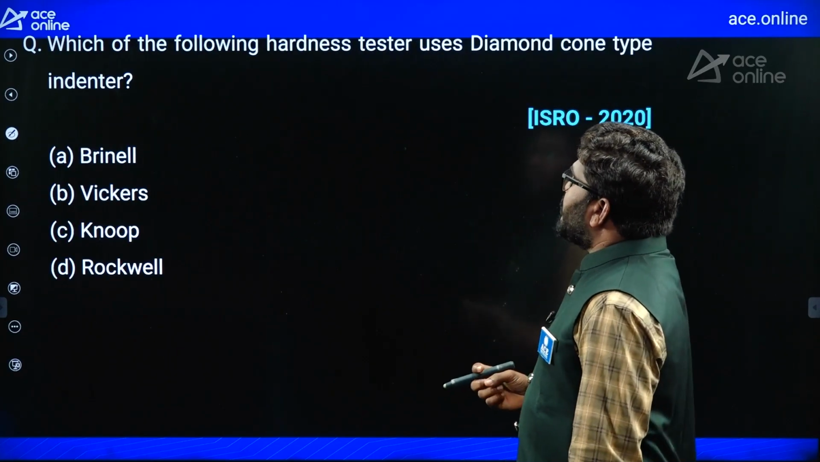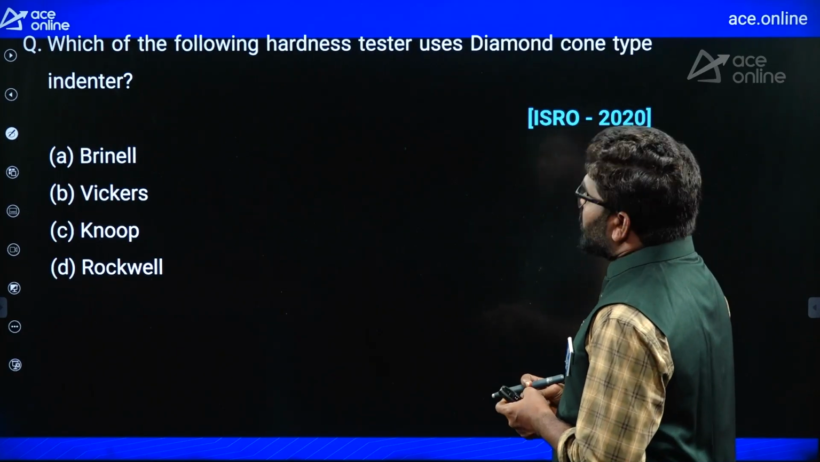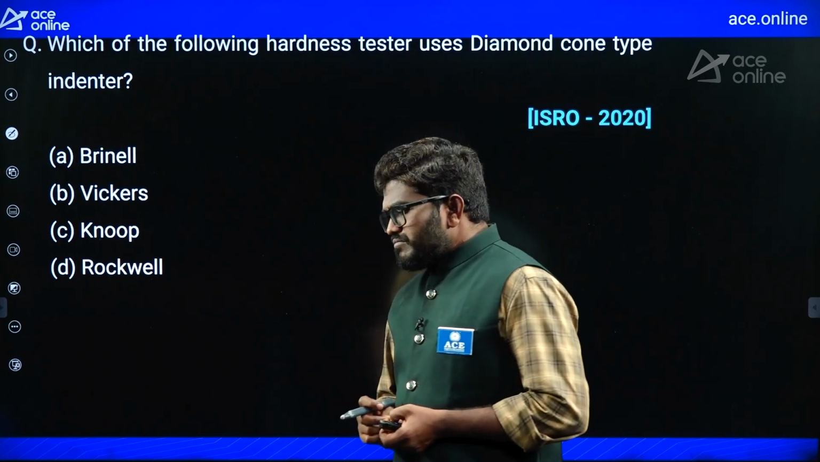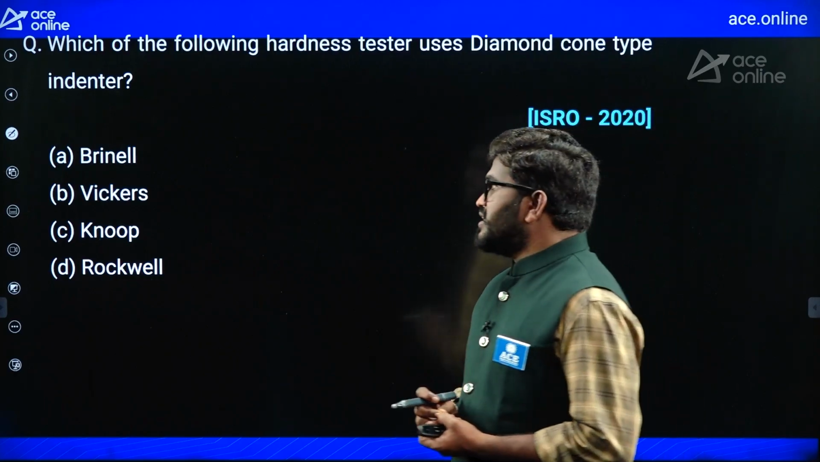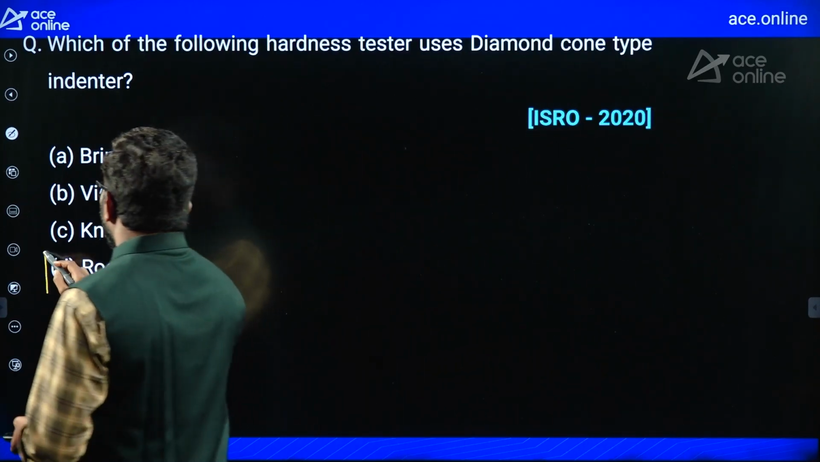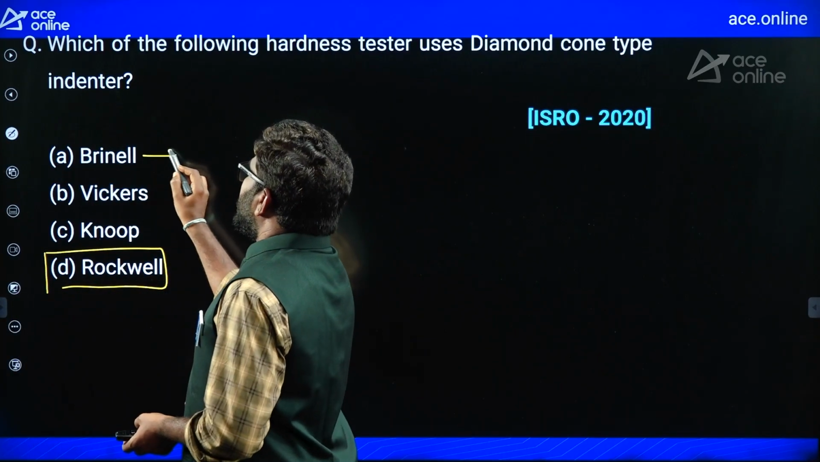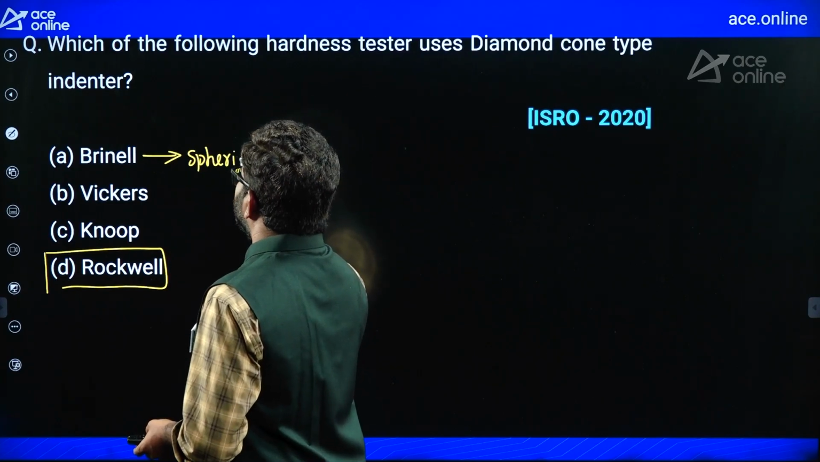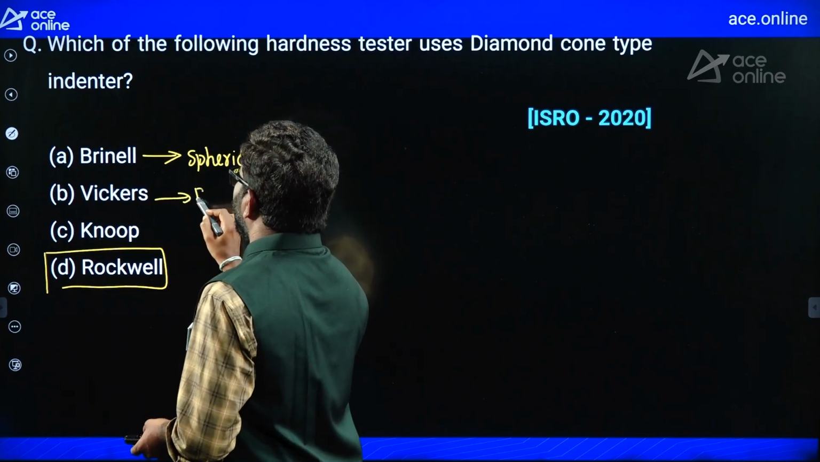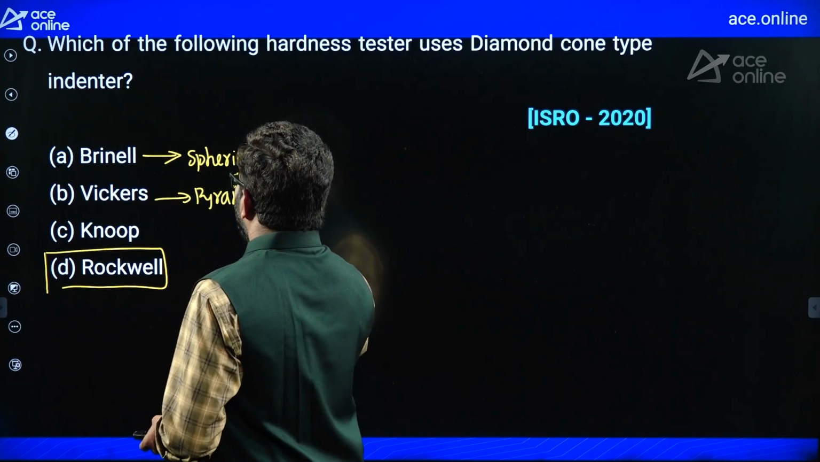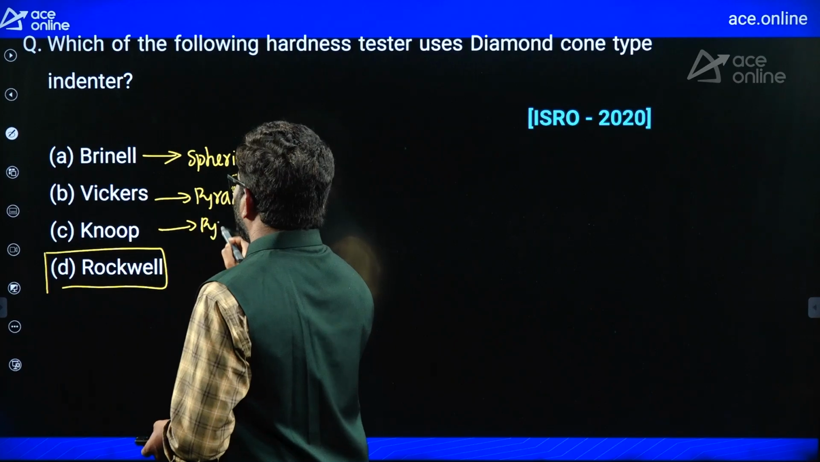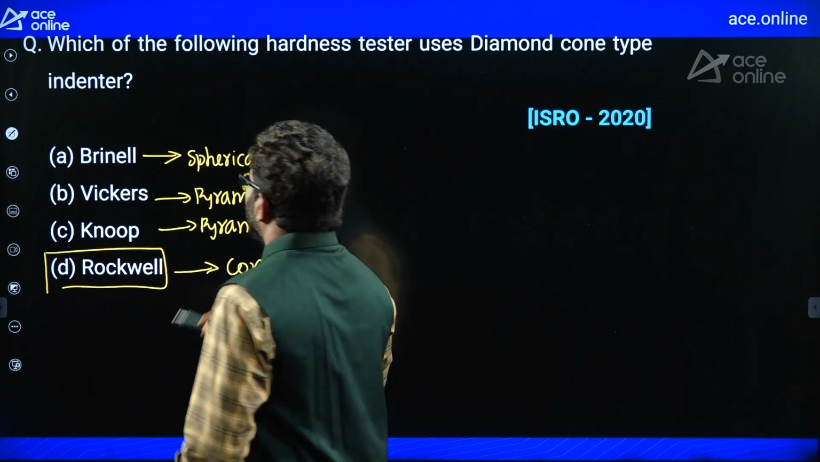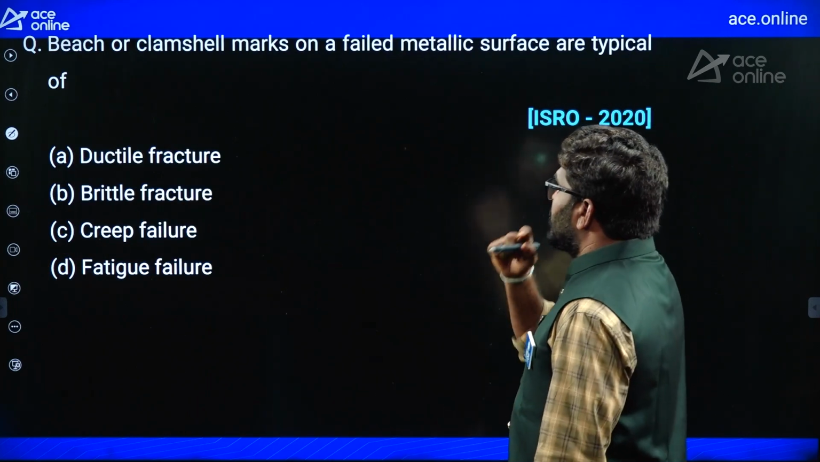Next, which of the following hardness testers uses diamond cone? Diamond cone shaped diamond is used in Rockwell. Remember, in Brinell test we are using a sphere. Vickers is a pyramid, Knoop is also a pyramid. This is cone. Remember, that is cone.